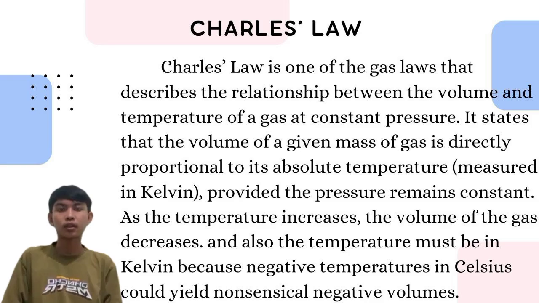Charles' law is one of the gas laws that describes the relationship between the volume and temperature of a gas at constant pressure. It states that the volume of a given mass of a gas is directly proportional to its absolute temperature, measured in Kelvin, provided the pressure remains constant. The temperature must be in Kelvin because negative temperatures in Celsius could yield nonsensical negative volume.